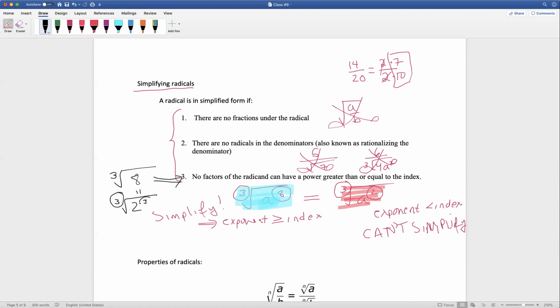Now you see the exponent and index are the same, which means we can simplify that. That's why we say the cube root of 8 is equal to 2. That can be simplified. Now, if we compare it to something like the cube root of 4, well, that's the same thing as saying the cube root of 2 squared, right? And then notice here that the index and the exponent, when you compare them, the exponent is smaller than the index. So this can't be simplified.